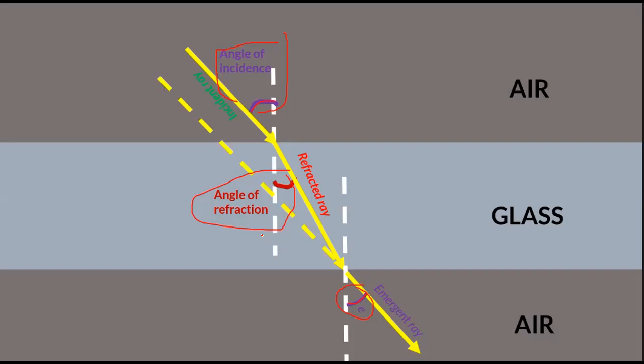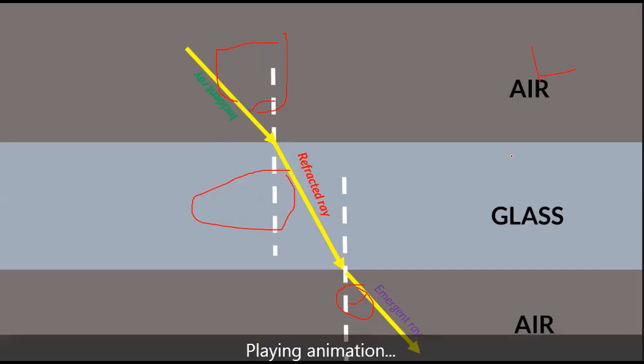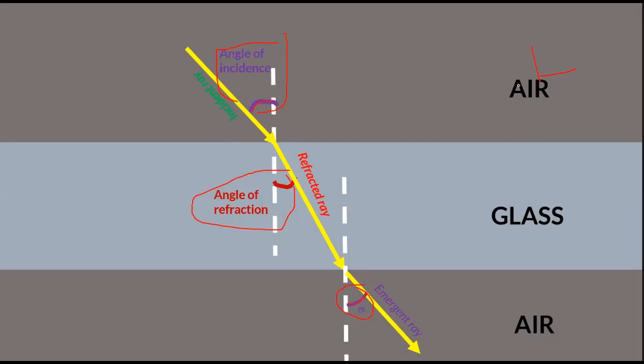because here in this case the emergent ray is parallel to the incident ray. So here it is a normal rectangular glass slab, and the air is just parallel. The lower density is air, and the higher density is glass, and the lower density is air. So the lower density medium is parallel to the higher density medium. So here, in this case, the emergent ray would be parallel to the incident ray.